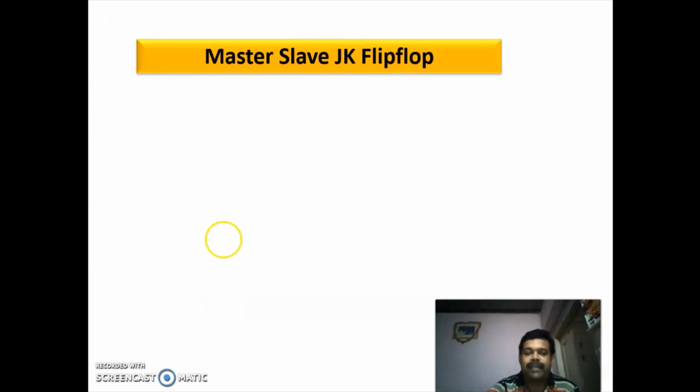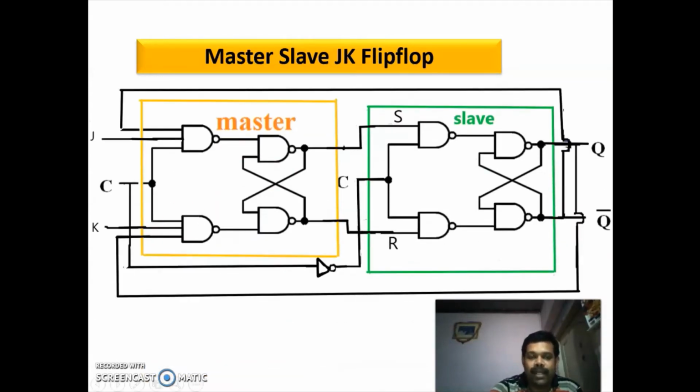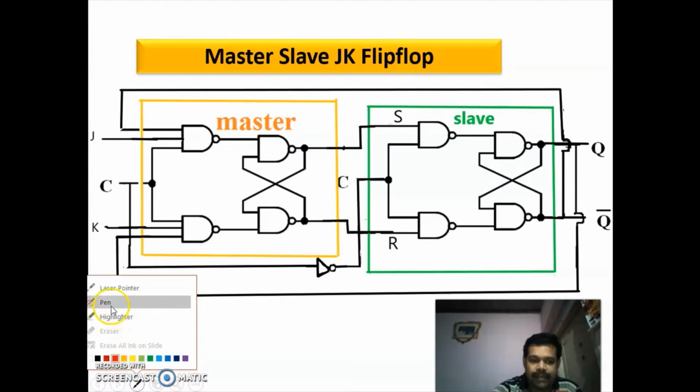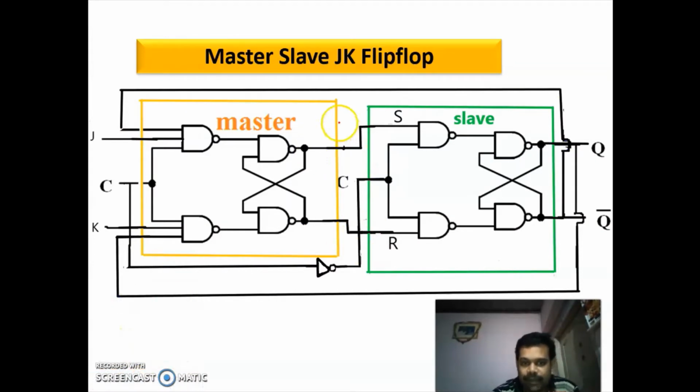Now we are going to see master slave JK flip flop. So in master slave JK flip flop, we are having two flip flops. One is master and another one is slave. The master flip flop is JK flip flop and the slave flip flop is SR flip flop. The output of the master flip flop we are taking as Y, and the output of the entire circuit is nothing but Q.